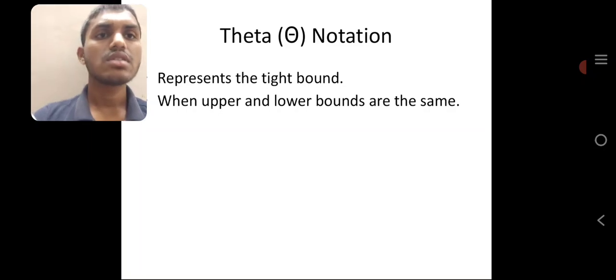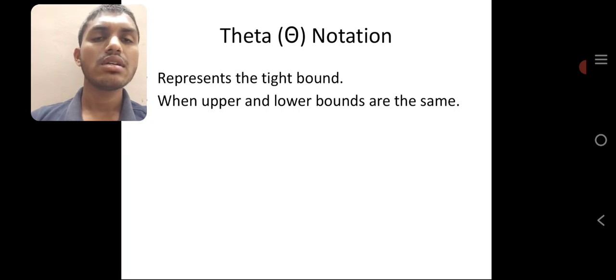And third one is theta notation. Represents the tight bound when upper and lower bounds are the same. When the omega and big O notations are the same, such type of notation is called theta notation.